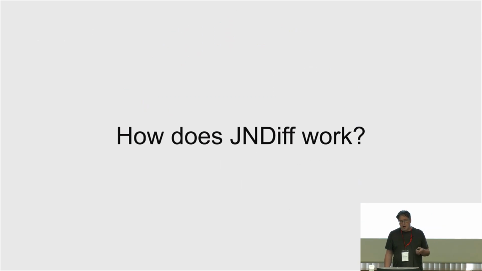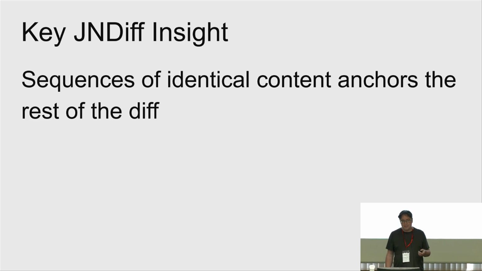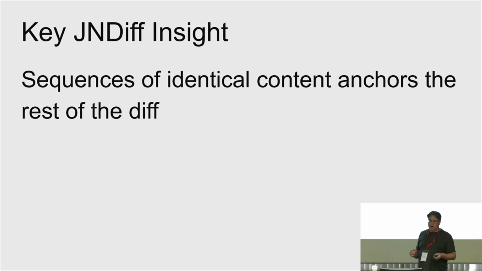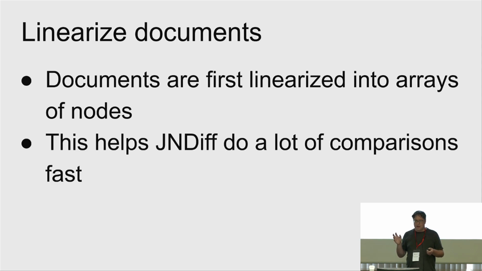So how does JNDiff work? Well, the key insight, and I already referred to it a little bit earlier, is that you have these sequences of identical content, like the text of the document, including the markup. It anchors the rest of the diff. And what it does first is flatten these documents into arrays because it needs to do a lot of comparison operations, and you can do that faster if you just flatten them first into arrays of nodes.